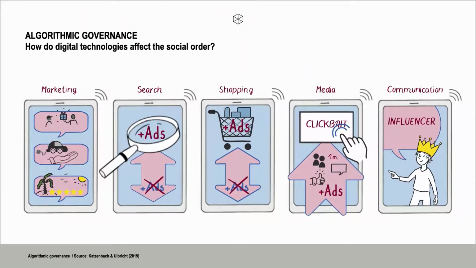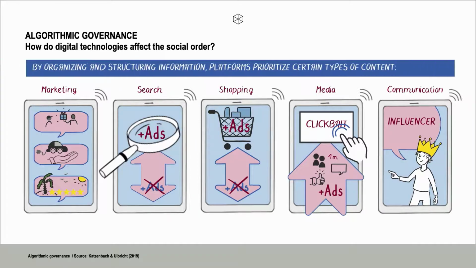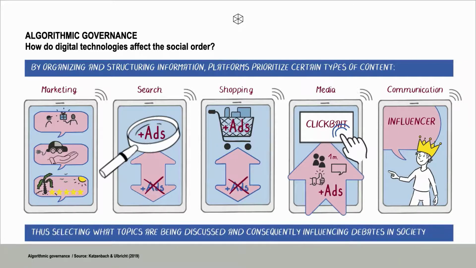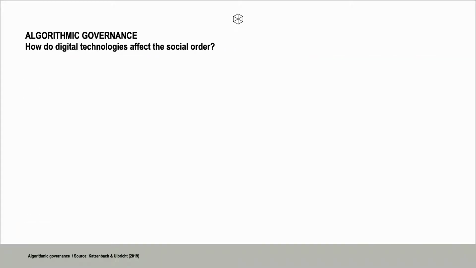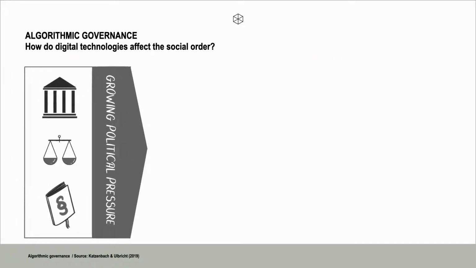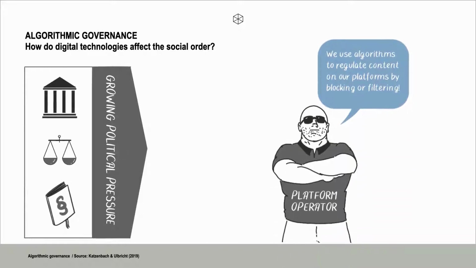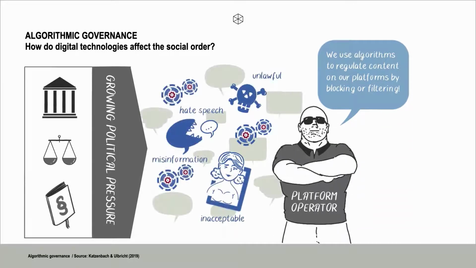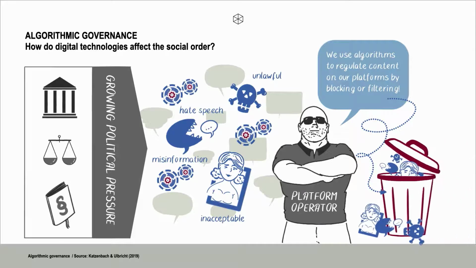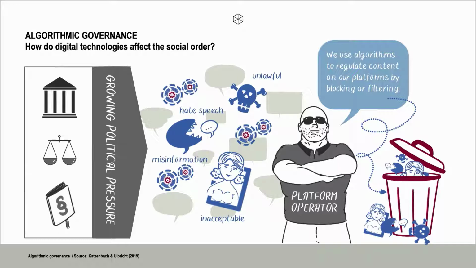Corporations, search engines, and social media platforms transform information. By organizing and structuring information, platforms prioritize certain types of content, thus selecting what topics are being discussed and consequently influencing debates in society. Furthermore, with growing political pressure, corporations use algorithms to regulate content on their platforms by blocking or filtering speech like hate speech and misinformation, videos and photos that are deemed unacceptable or unlawful.